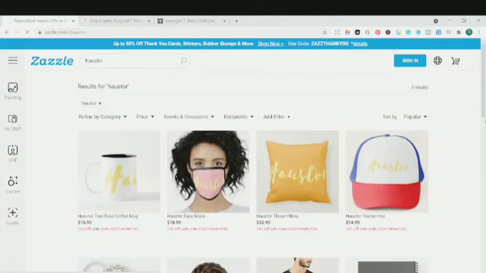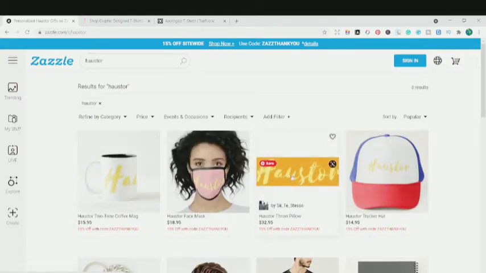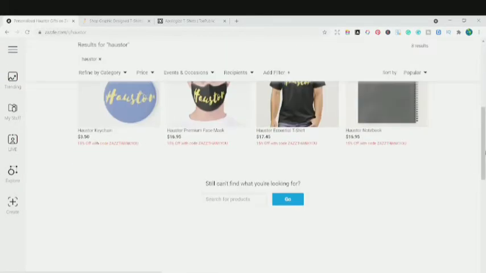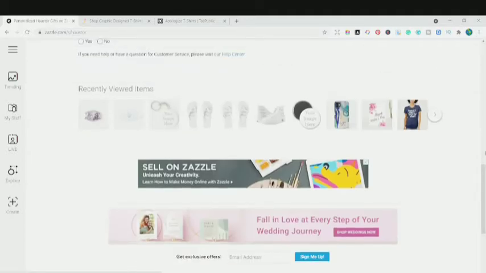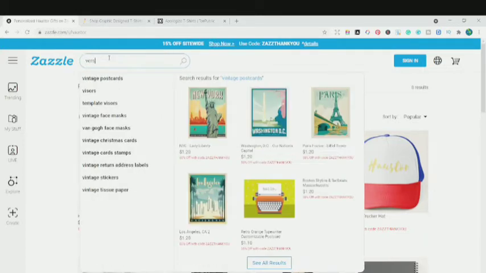Wow, so for the hoster it's there. You can see that there are products that have the hoster, like this coffee mug, the mask, the pillow cover, then the cap. Some designs are there for the hoster as well. So I can see the 8 results are there for the hoster. Okay, it's not that popular on Jazzle, but I'm going to check out the other two trends.